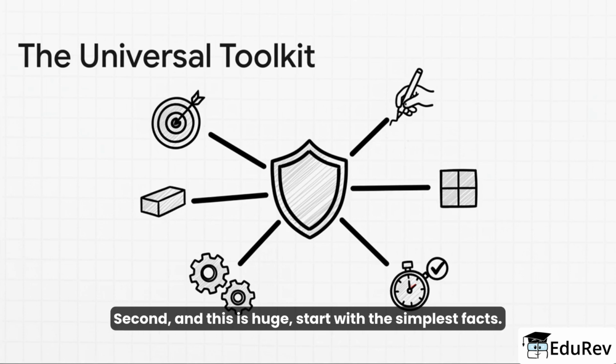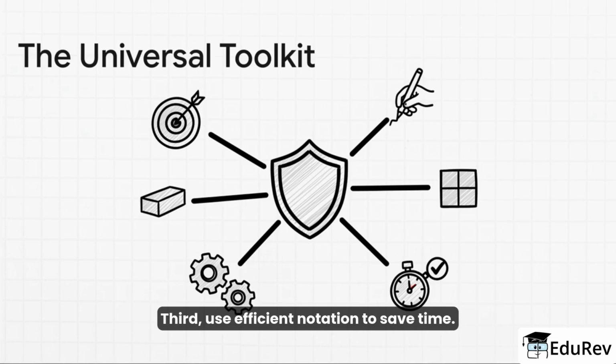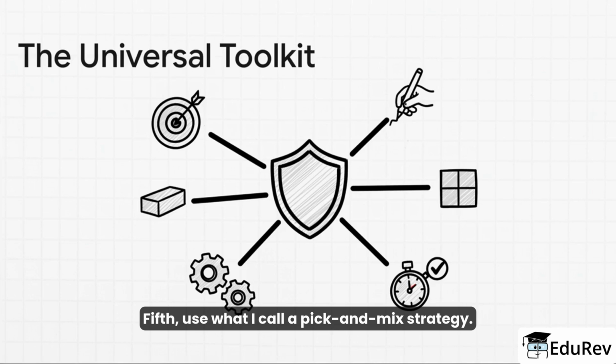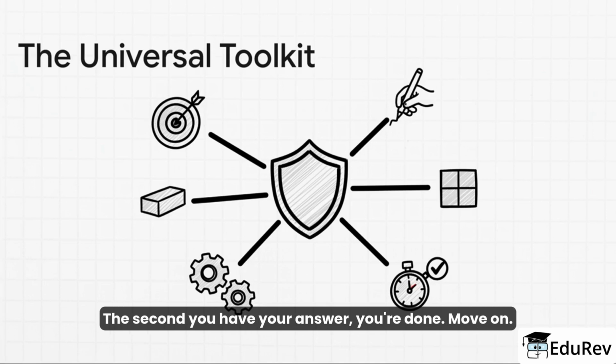Second, and this is huge, start with the simplest facts. Third, use efficient notation to save time. Fourth, create a smart sketch to see the problem clearly. Fifth, use what I call a pick and mix strategy. Don't just read rules top to bottom, use the easiest ones first. And finally, know when to stop early. The second you have your answer, you're done.